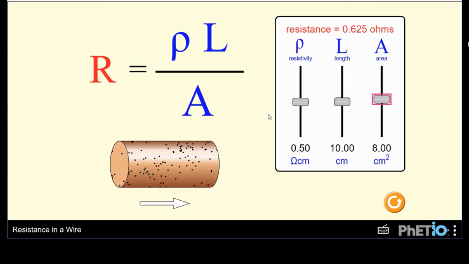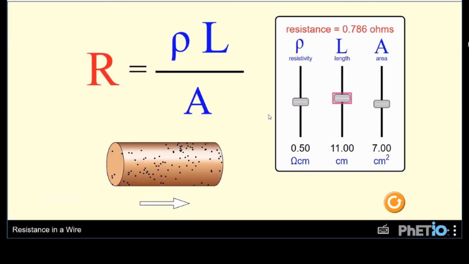8.00 centimeters squared. As letter A grows, letter R shrinks. Resistance now 0.625 ohms. Giving me really great feedback on what's happening as I increase, for example, the area. 9.00 centimeters squared. As letter A grows, letter R shrinks. Resistance now 0.556 ohms. So I'm going to decrease that back to normal. 7.00 centimeters squared. Try playing with length.